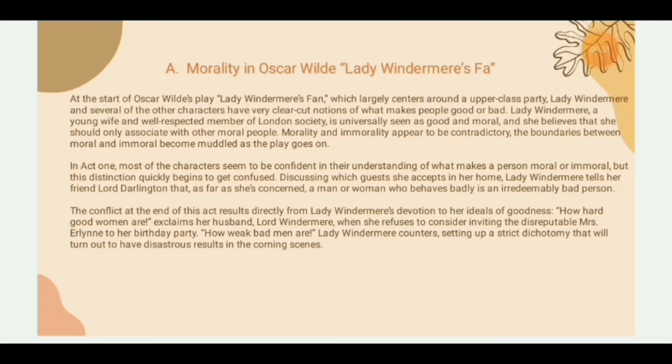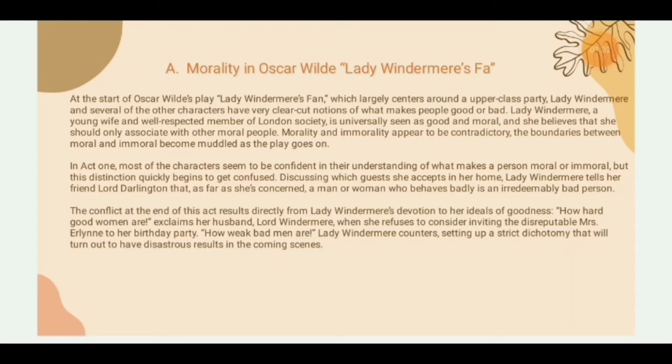Morality and immorality appear to be contradictory, but the boundaries between moral and immoral become muddled as the play goes on. In Act 1, most of the characters seem to be confident in their understanding of what makes a person moral or immoral, but this quickly begins to get confused, discussing which guests should be invited to her home. Lady Windermere tells her friend Lord Darlington that as far as she is concerned, a man or woman who behaves badly is an irredeemably bad person.